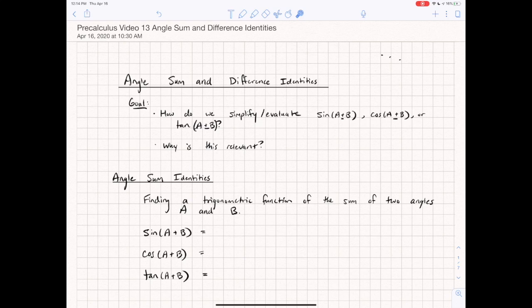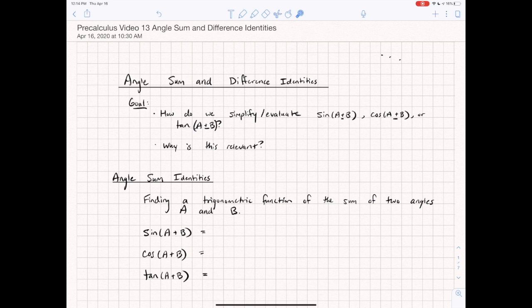The other relevance is that although we're going to be adding angles, it always goes back to the unit circle. And it gives us a way to find some other angles that aren't on there, but we can find exact values for without using a calculator. So it broadens what we can use the unit circle for. And that's answering the question in terms of relevancy.